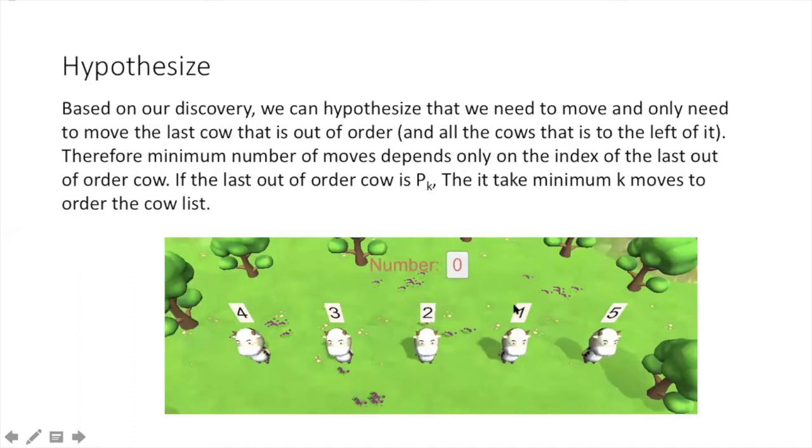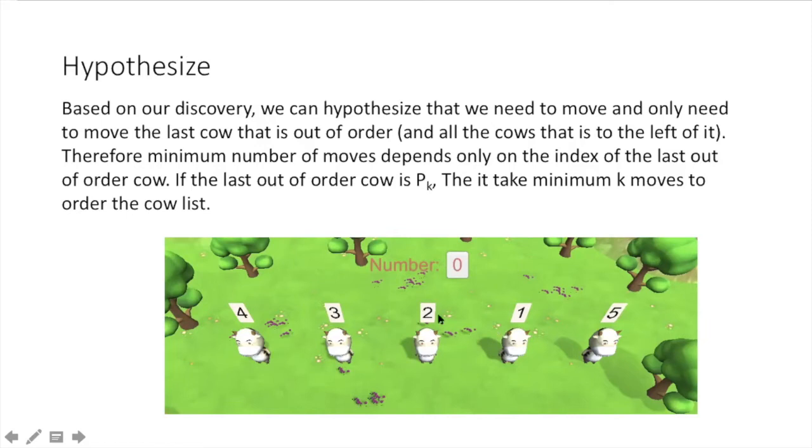But when we move them, we make sure that they are being inserted in the right order as you move them. So then we come to this hypothesis, which is, as long as we find out what the last cow out of order is, then we know exactly how many moves you need. In fact, the problem does not ask you to actually do the move. They don't ask you to show how to move it. They only ask you what's the number of moves.